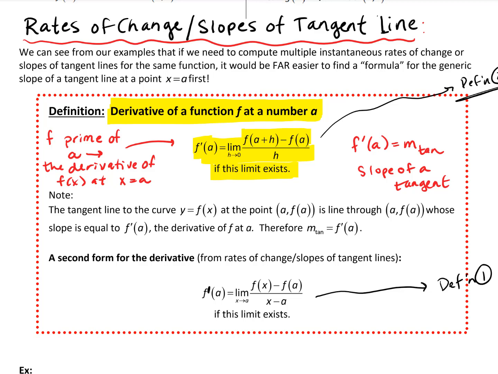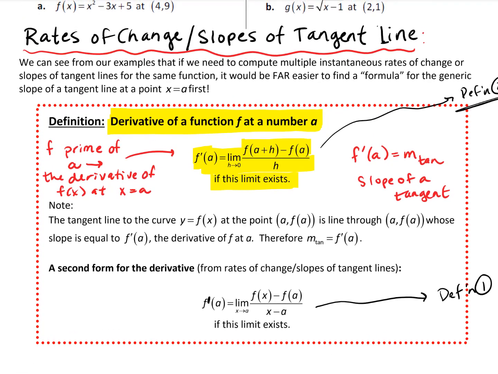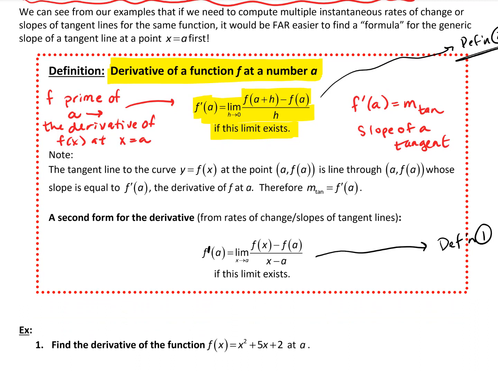Okay? All right. So let's do it for a specific example. And I actually wrote up the example. This is the example we're going to do. Find the derivative of this function at a. So not at a specific point. We're going to actually find it generically at a. And then we'll use it to compute multiple slopes of tangent lines. So let me pull that up on the big screen.